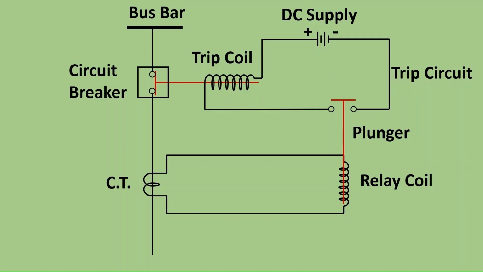A separate plunger is placed in the trip coil, just like the relay coil plunger. It can control the opening and closing of the main line contacts. The trip coil contacts are in normally closed condition. Now we will see the operation of the trip circuit.